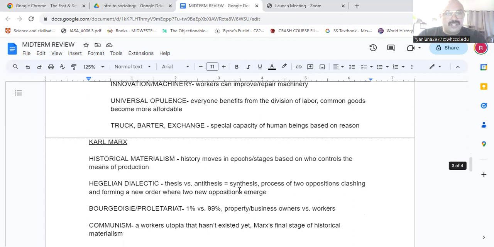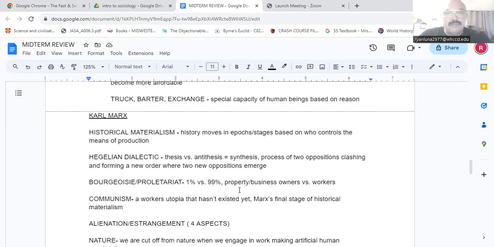Truck, barter and exchange, the special capacity of human beings based on reason. Truck, moving things around in trucks, bartering, negotiating, exchanging, trading. So it makes division of labor work, modern capitalism work, and people do this based on their ability to reason.